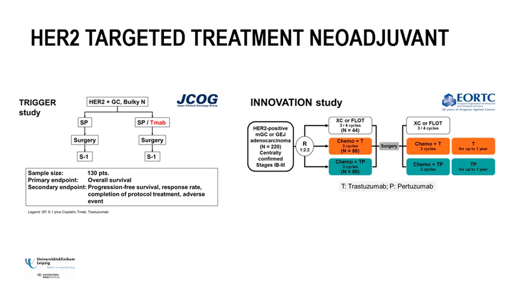The JCOG, the Japanese investigators, combined trastuzumab with S1 and platin in localized HER2 positive gastric cancer with bulky nodal disease, in their study called the TRIGGER study. And we investigators from EORTC currently perform the INNOVATION study, which randomizes patients with HER2 positive localized gastric cancer or GE junction adenocarcinoma to 3 arms. The one is perioperative chemotherapy alone, the second one is peri-op chemo and trastuzumab, and the second experimental arm is chemotherapy and trastuzumab and pertuzumab.